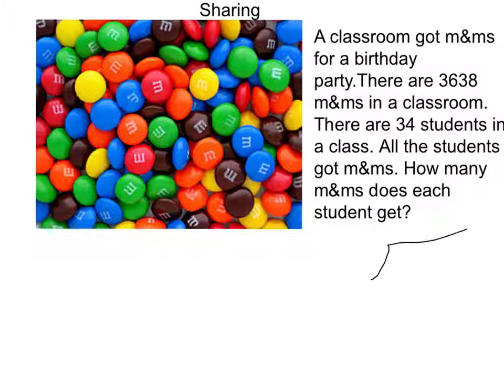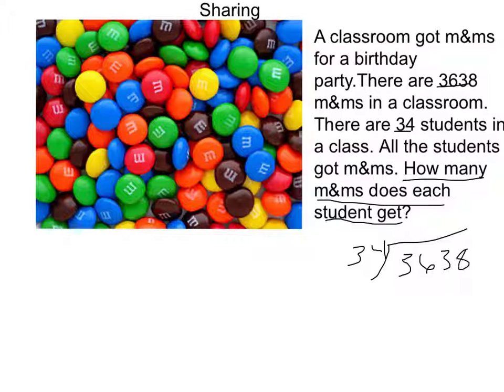I know that this is division, because it says how many M&M's does each student get, which means division. I know the equation is 34 divided by 3,638, because it says there are 3,638 M&Ms in a classroom.